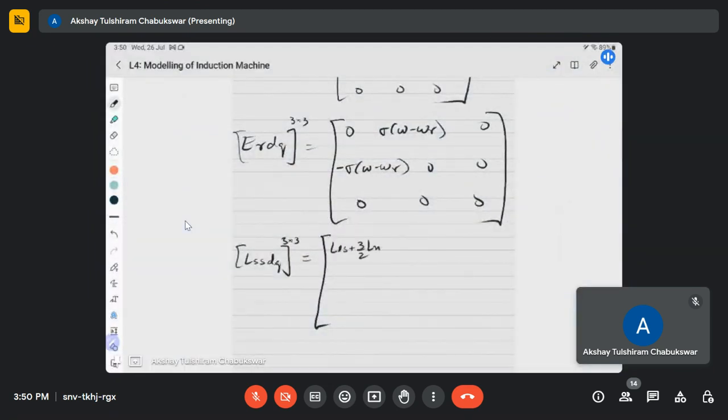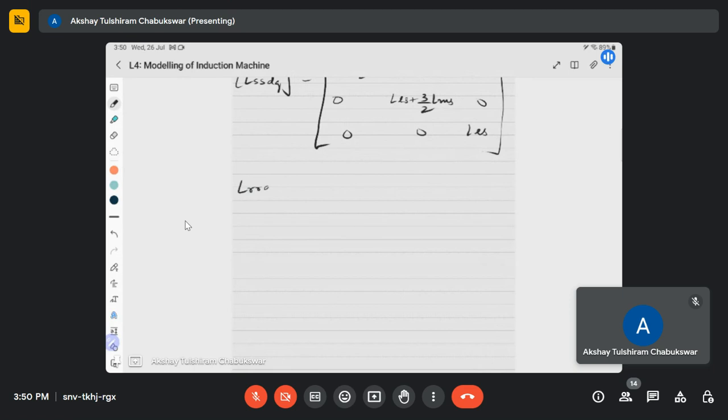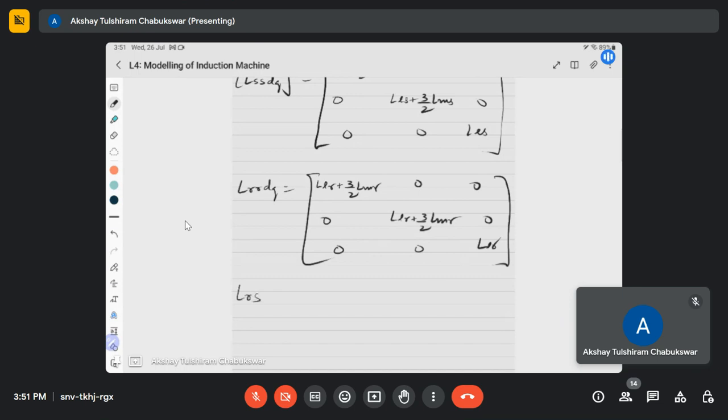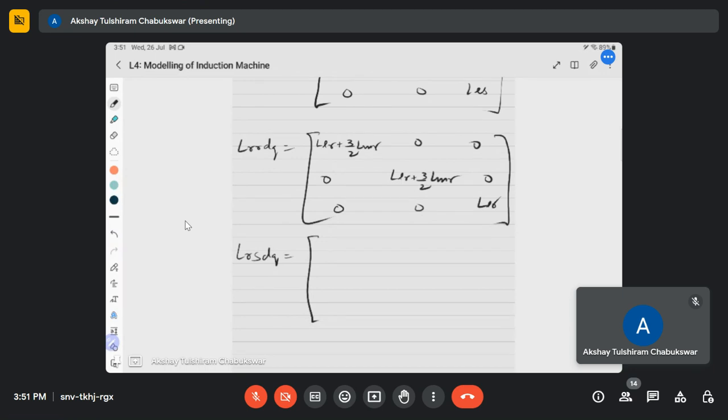LLS plus 3 by 2 LMS 0 0 0 LLS. Similarly, LRR dq you can write as LLR plus 3 by 2 LMR 0 0 0 LLR. Similarly, LRS dq equals to what?